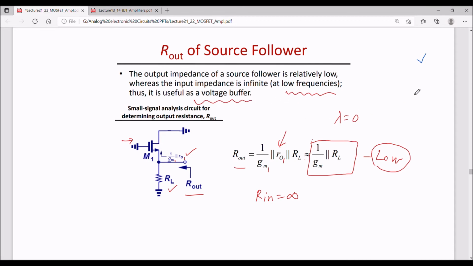So we had seen that the common collector stage of BJT can be used as a buffer. We had seen how to use it as a buffer between an amplifier and a speaker load, right? So this common drain can also be used as a voltage buffer because the input impedance is high and the output impedance is very low.